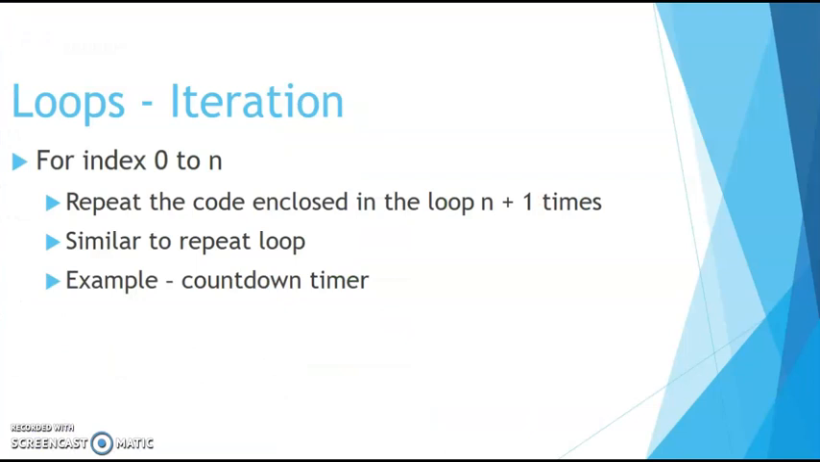So our final loop is the for loop. And this one uses an index. So we say for index 0 to n, we repeat the code enclosed in the loop n plus 1 times. It's similar to the repeat loop, except you have a little bit more control over it. An example of this might be the countdown timer that maybe you did in first week, where I said to you not to use loops. This is a typical example of where you might use a loop.